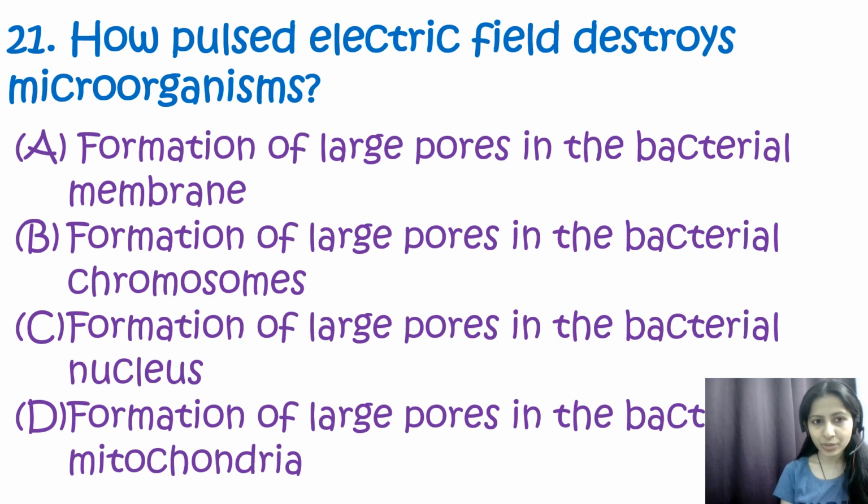So question number 21. How does pulsed electric field destroy the microorganisms? The options are formation of large pores in the bacterial membrane, formation of large pores in the bacterial chromosomes, formation of large pores in the bacterial nucleus, or formation of large pores in the bacterial mitochondria. So over here, the most appropriate answer is option A, that is formation of large pores in the bacterial membrane.